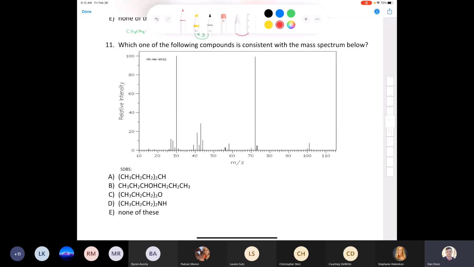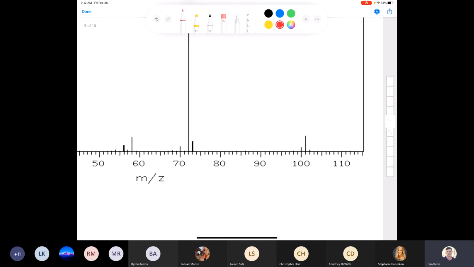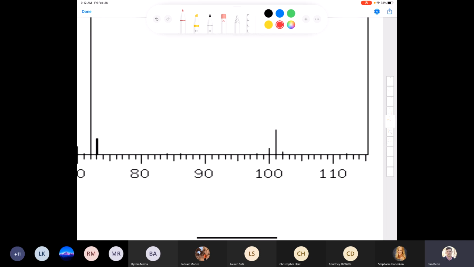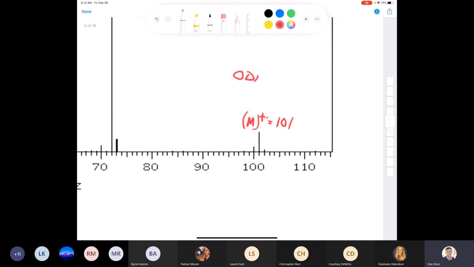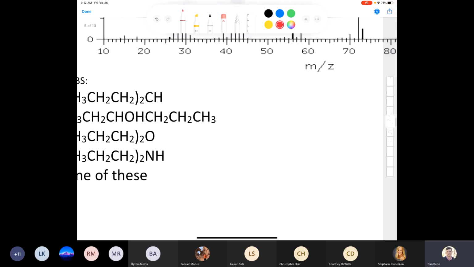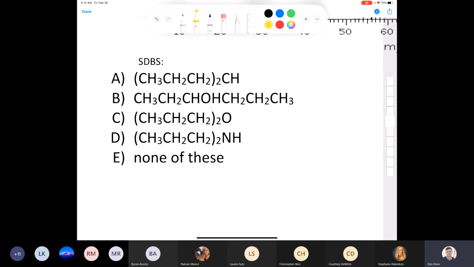It says, which one of the following compounds is consistent with this spectrum? I know you guys can solve this even faster than I can. I'll zoom in here. Who can tell me what the molecular ion is here? And it's not a trick. Not like trick questions. Yeah, thanks, Josh. Absolutely. The molecular ion is equal to 101, right? This is the M+1 peak here. So it's got an odd mass, therefore odd number of nitrogen. We look over here, the only possible answer would be B.